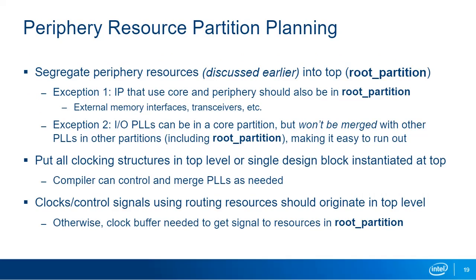When planning for a design that will use a block-based design flow with fast preservation, try to keep as many parts of the design that use the periphery-specific resources mentioned earlier in the top-level root partition, keeping parts that use core resources in their own core partitions. Of course, some I/O-related IP, such as external memory interfaces, make use of both core and periphery resources. The core resources used by these IP should still be included in the root partition.